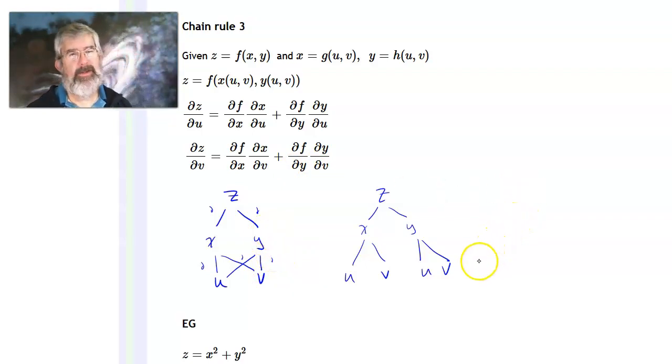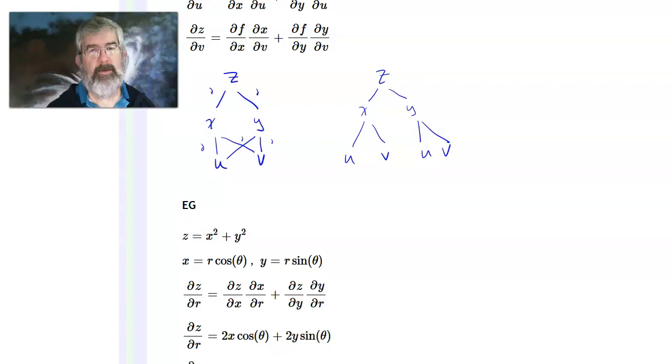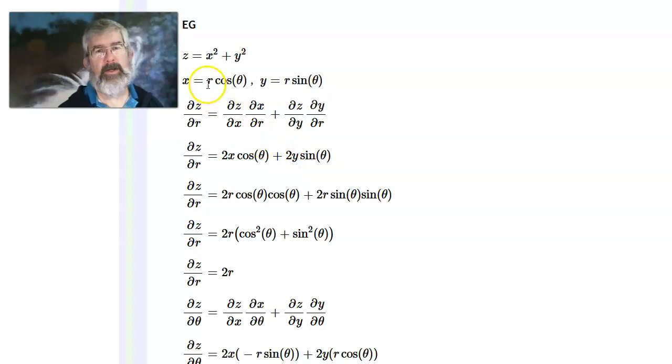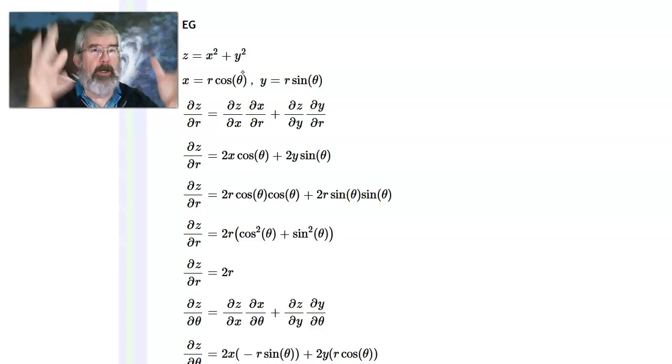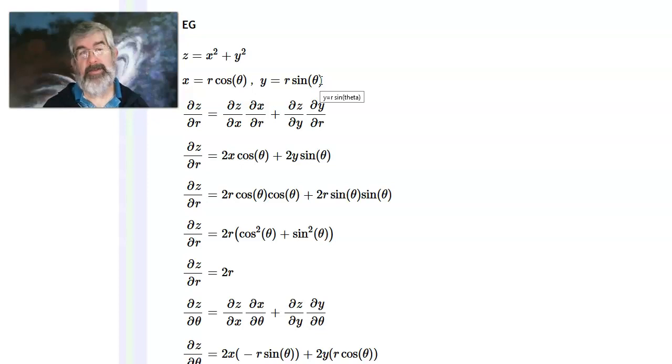Now, this is a situation, actually, that you may run into more often than you think. Here's an example. I've got z is a function of x and y, being x squared plus y squared. The graph of that is a paraboloid opening upward, right? Sitting there, vertex at the origin. And then I'm going to use these two functions. X is r cos theta, y is r sine theta. Right? So x and y are both functions of r and theta.